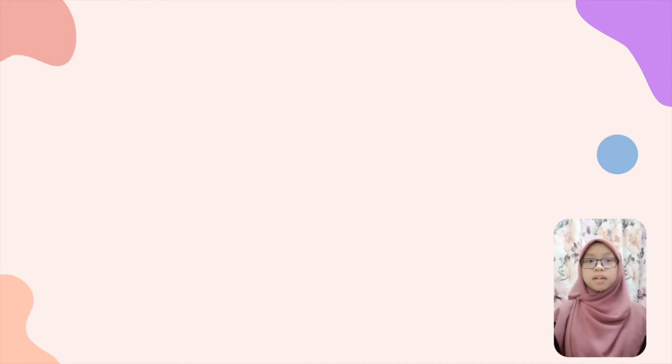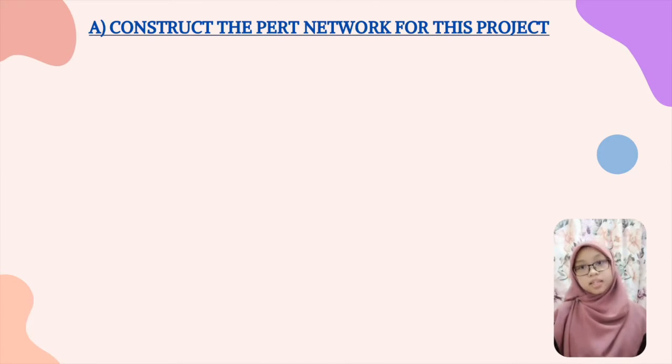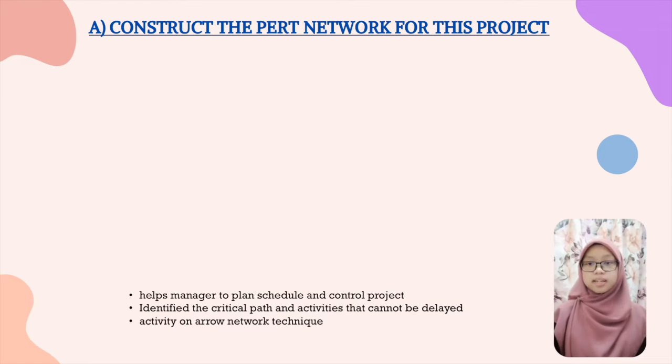Question A. Construct the PERT network for this project. Firstly, what is a PERT network? PERT stands for Program Evaluation and Review Technique that helps managers to plan, schedule, and control the project. The purpose of the PERT network is to identify the critical path and critical activities that cannot be delayed. Therefore, the managers must ensure that these activities are completed in time.